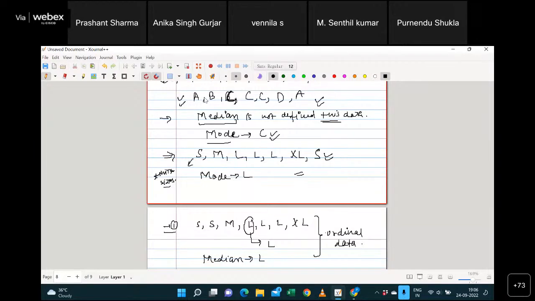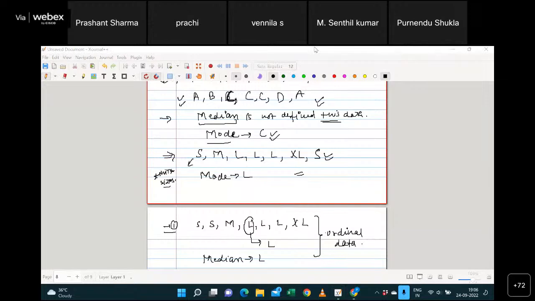Is it clear so far? Is it clear for everyone? Median, mode, and all things. Yes, sir. Yes, please. Sir, we can't draw pie chart and bar chart for median.